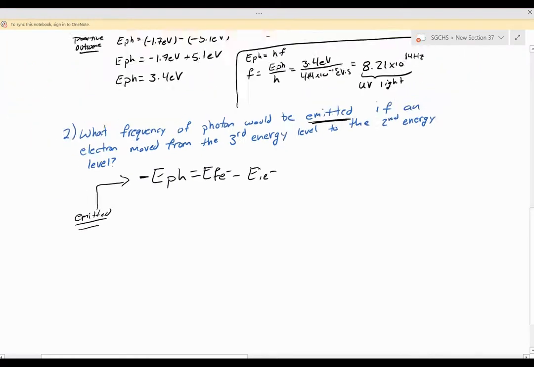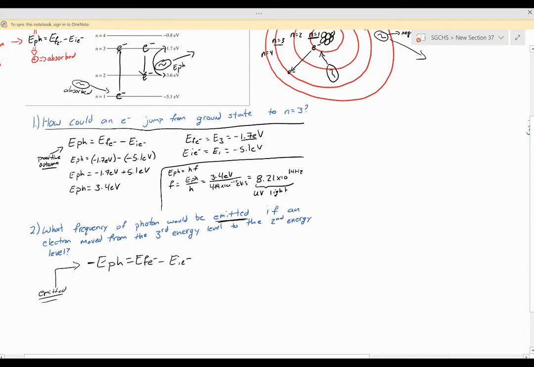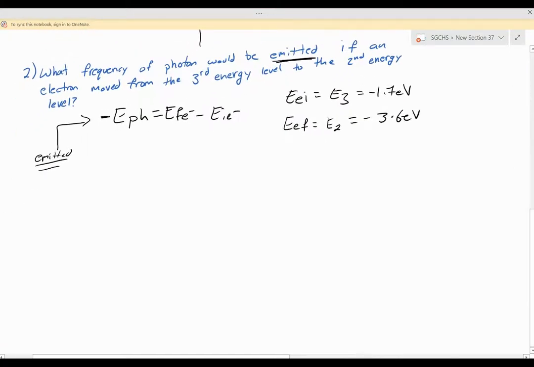Now, we already know that we start off at the energy level of 3. So the energy level of our electron initially is E equaling 3, which is negative 1.7 electron volts. The final energy level of our electron is the energy level at 2, which is negative 3.6 electron volts. So now I can plug these into my equations and start solving for the photon's energy.